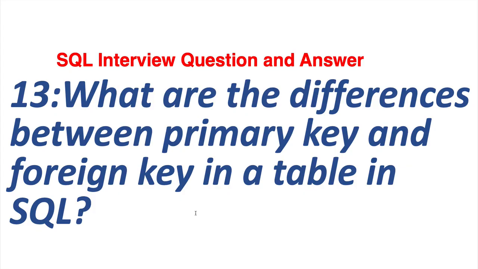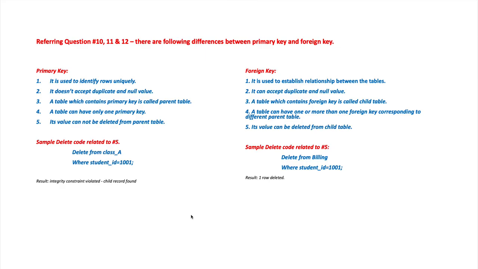This question is asking about the main differences between primary key and foreign key in a table in SQL. In previous questions number 10, 11 and 12, we explained primary key, composite primary key and foreign key. In this question, we are just concluding the main differences between them. Again, I am going to refer to questions 10, 11 and 12. Depending upon those explanations, there are the following differences between primary key and foreign key.